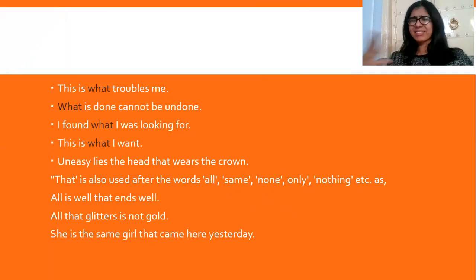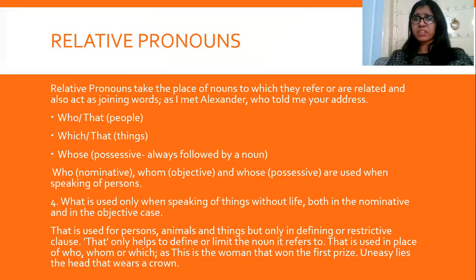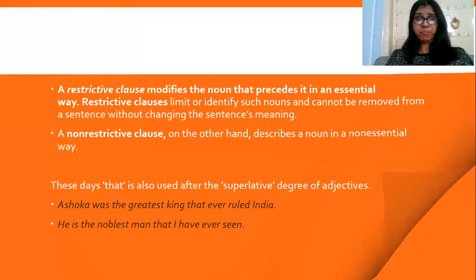It's some lifeless thing, some situation or something. I found what I was looking for. Again, a lifeless thing. What is done cannot be undone. Again, something that you've done. This is what I want. Again, a lifeless thing. So we must remember that "what" is used only when speaking of things without life, both in the nominative and in the objective case.